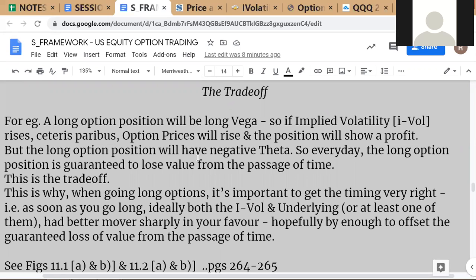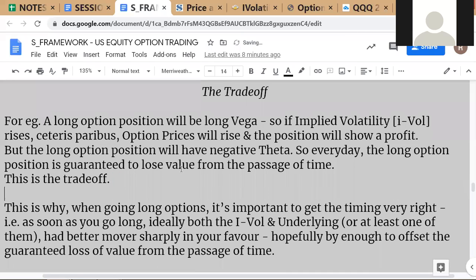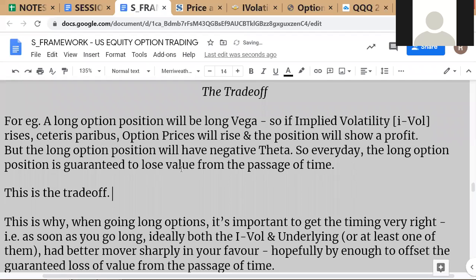Anyway, so on the trade-off, let's look at it. The long position will be long vega, right? And basically the long option position will have negative theta. And this is the trade-off. And the other thing you have to understand is that I'm just going to put a little gap in here so it's easier to understand.